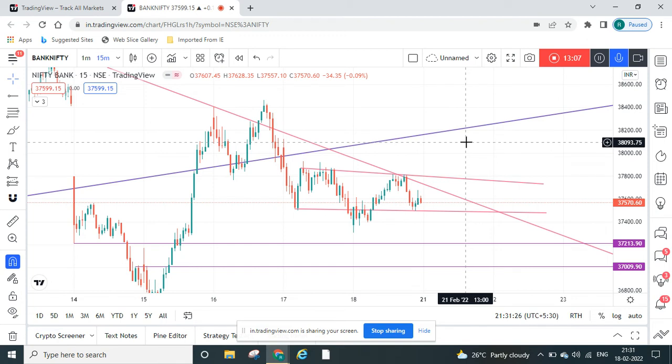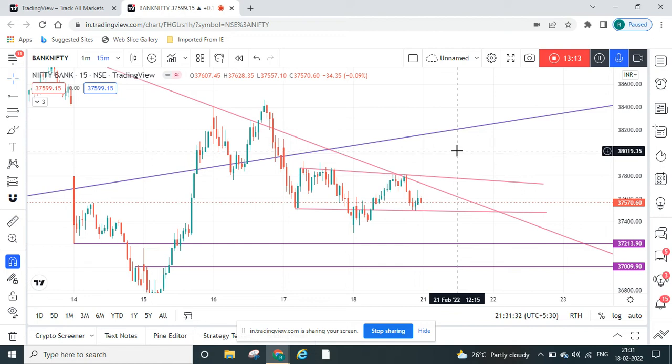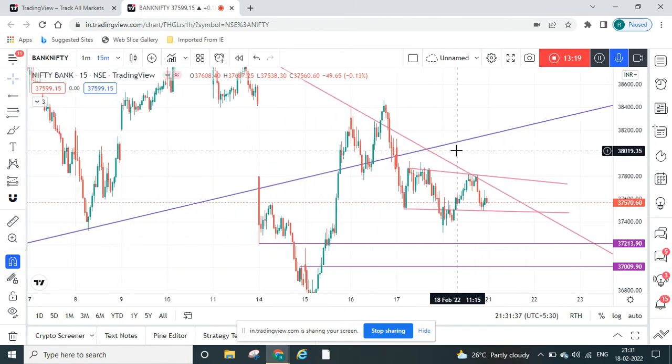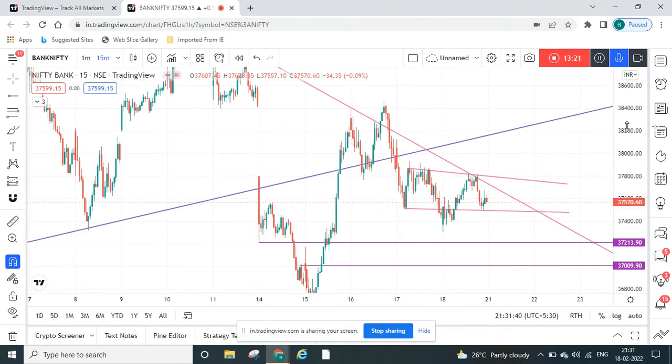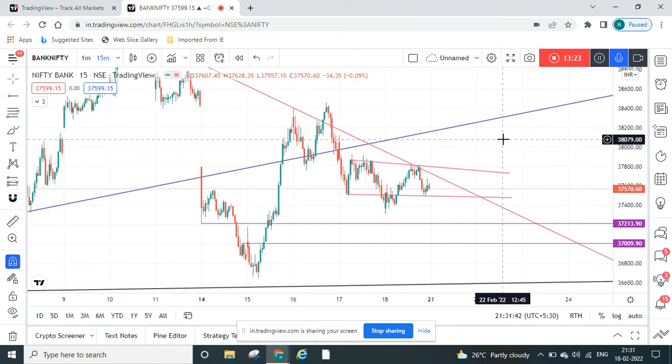Since the market is highly volatile, don't wait for the entire target. Once 1 is to 1.5 or 1 is to 1.25 has been achieved, you can book 50% of your profit, guys. So that's the intraday trading options trade for Nifty and Bank Nifty on Monday.